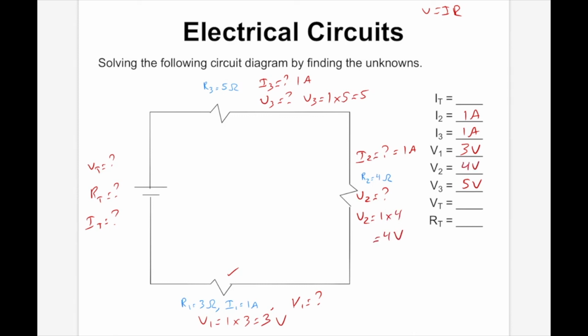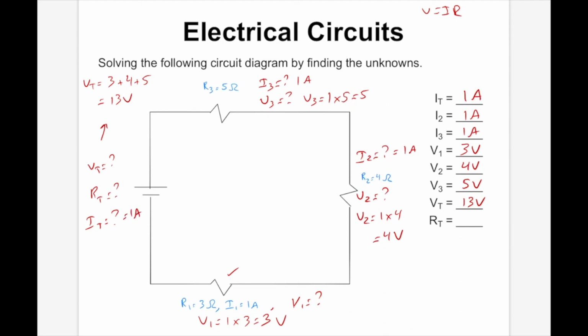Now we can almost finish. Easiest one probably is the VT. VT is going to equal V1 plus V2 plus V3. So V1 is 3, V2 is 4, and V3 is 5. So that's 13 volts. IT, we know IT is going to be the same as the current going through everywhere else, which was 1. So that's going to be 1 amp as well.